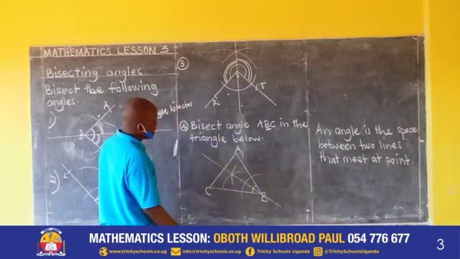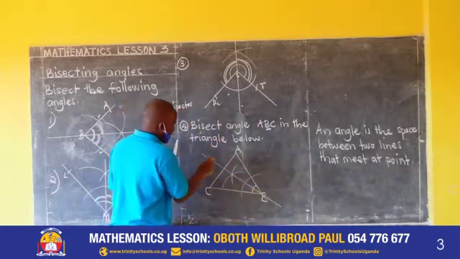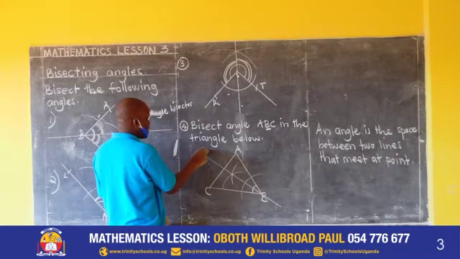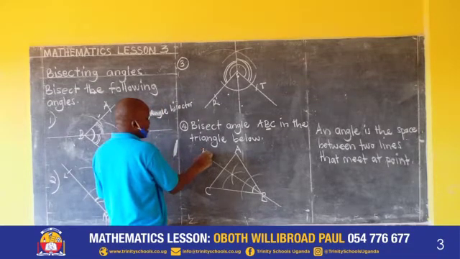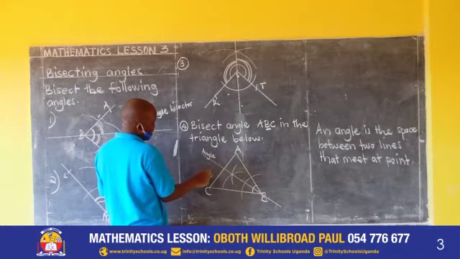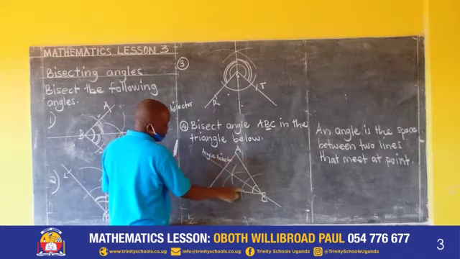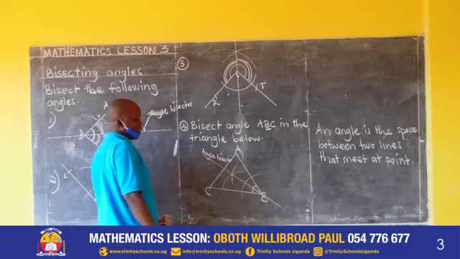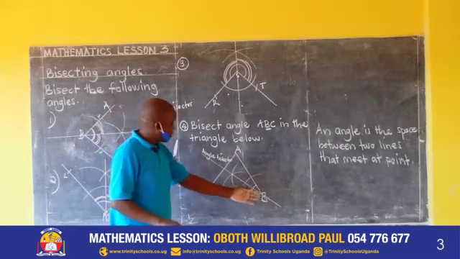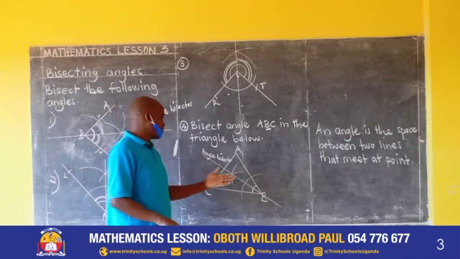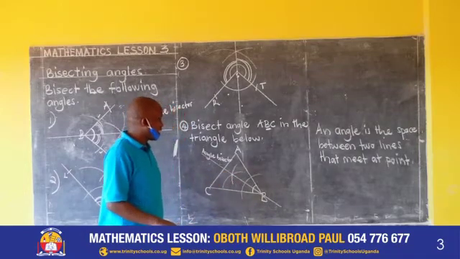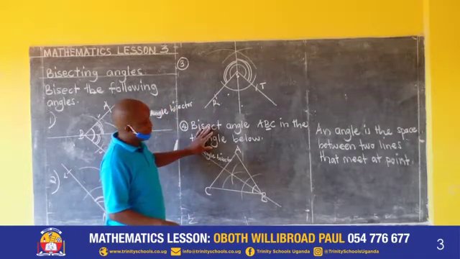So we have bisected angle ABC. And this one, this line here, we call it the angle bisector. You don't need to name it, just know it. Angle bisector. It is bisecting that angle. Your line can continue up to the other side or can end somewhere in the middle there, as long as you have answered what the examiner wants.